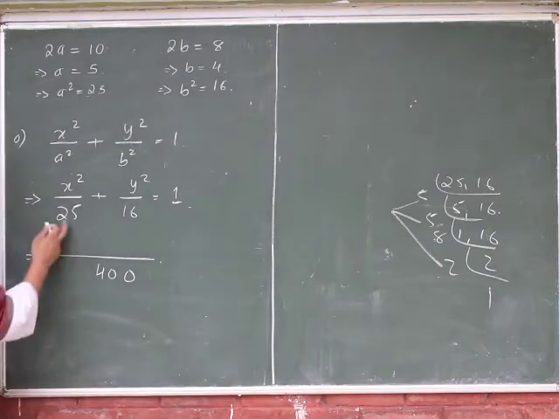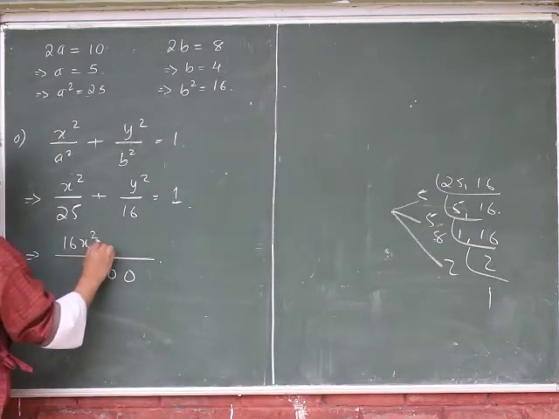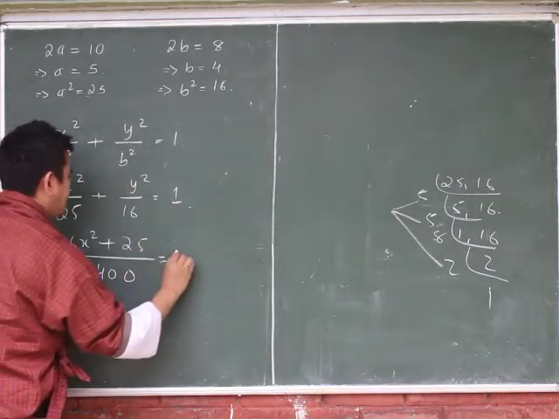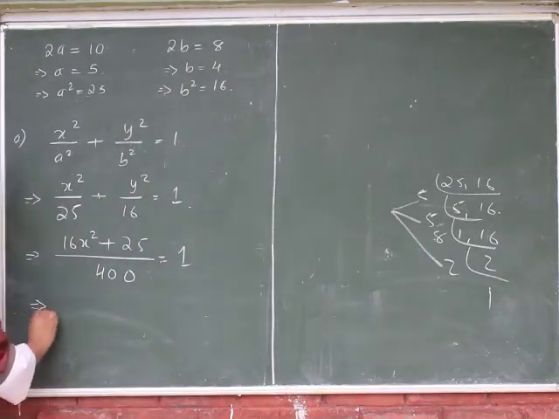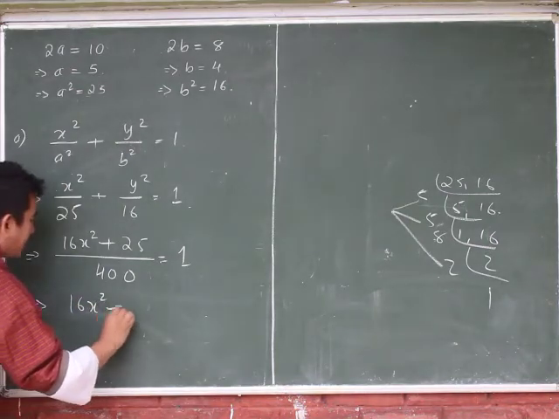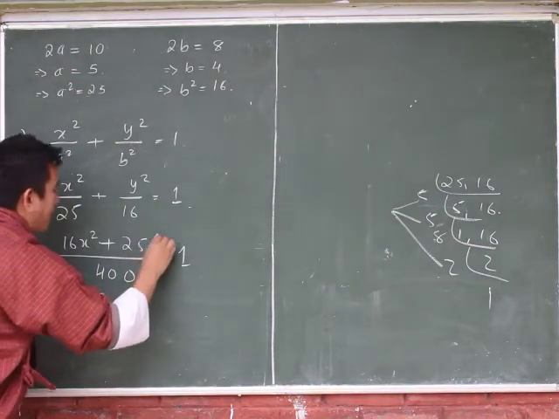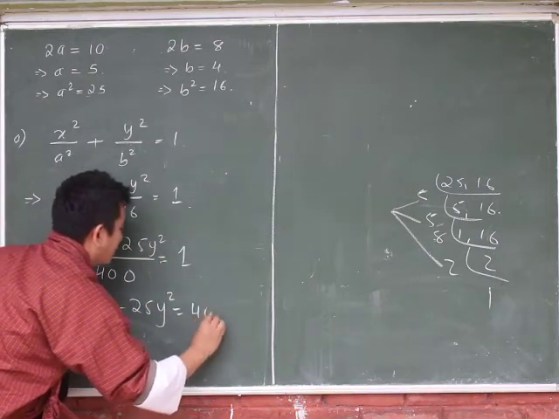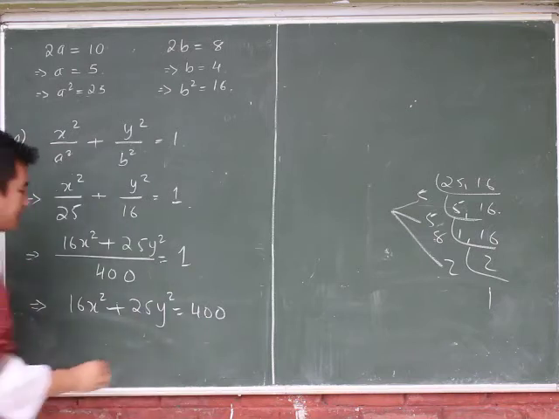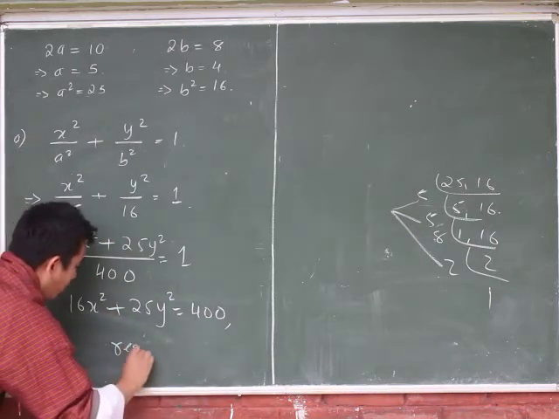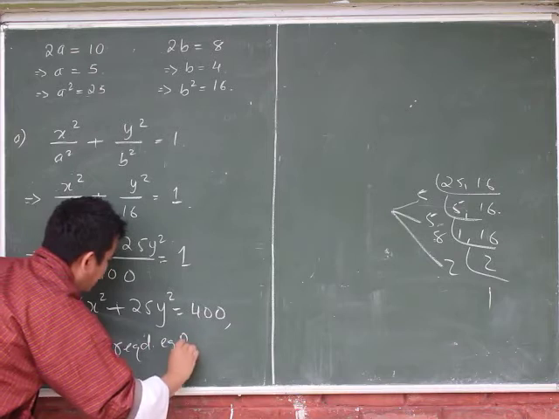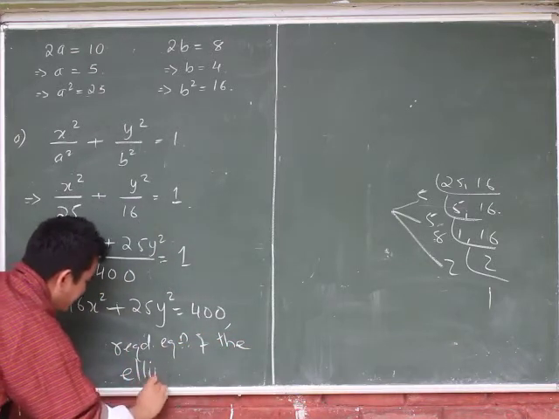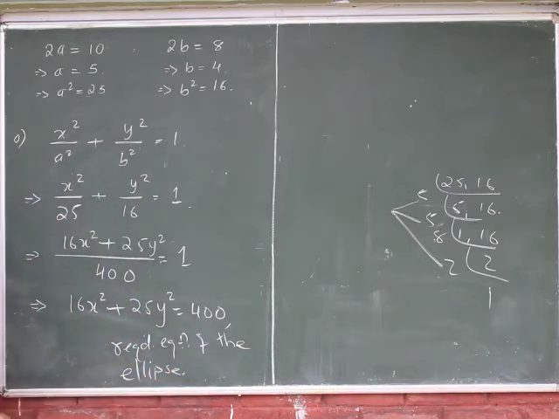So 400 divided by 25 is 16, giving 16x square, and 400 divided by 16 is 25, giving 25y square. So the final answer we have is 16x square plus 25y square is equal to 400. This is the required equation of the ellipse. Now let's go with the next one.